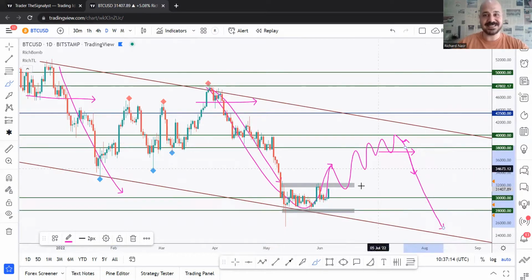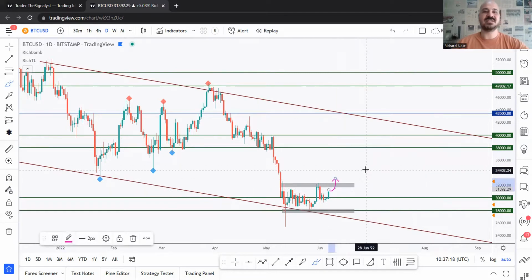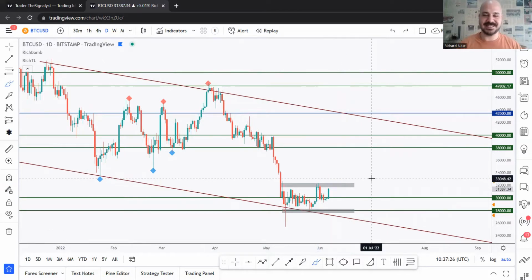But let's take it step by step. Now around this area, looking for buy stops, waiting for this from H4, and daily it would be even better. A daily close above this area would finally confirm that the bulls are taking over.